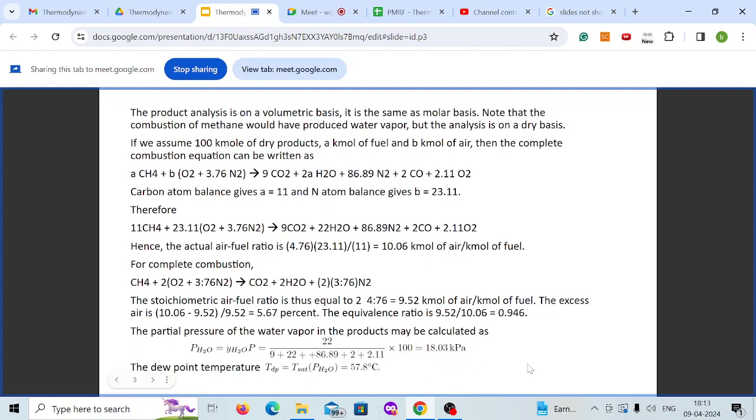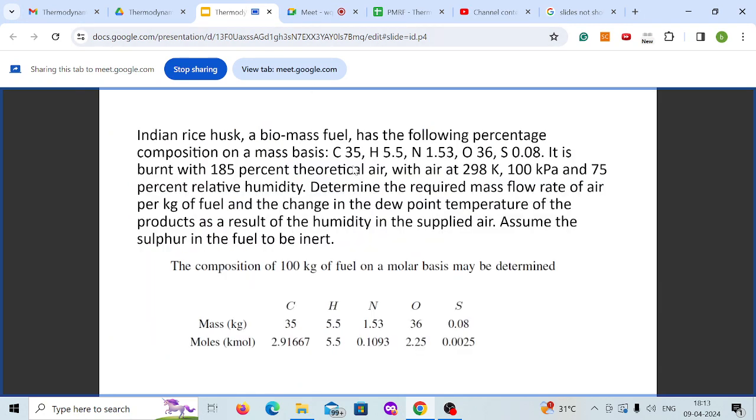Corresponding to this pressure, from the steam table you can find the saturation temperature, and that will be around 57.8 degrees Celsius, which is your dew point temperature. So your dew point temperature will be 57.8 for 100 kilopascal pressure of product. Any questions on this? Okay.